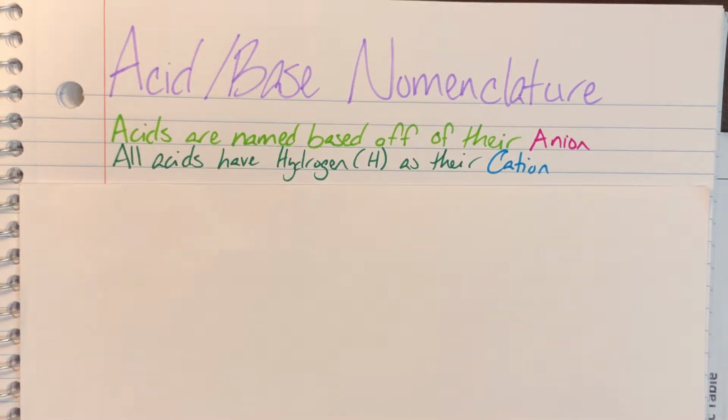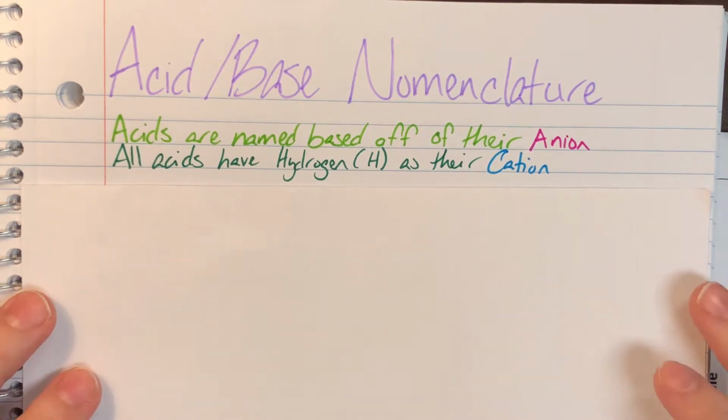Even though hydrogen is normally considered a non-metal, within acids, hydrogen acts as if it was a metal. It has metallic characteristics and it gives up its electrons completely, therefore making it a cation. This is an unusual circumstance, so acids have a particular naming system.